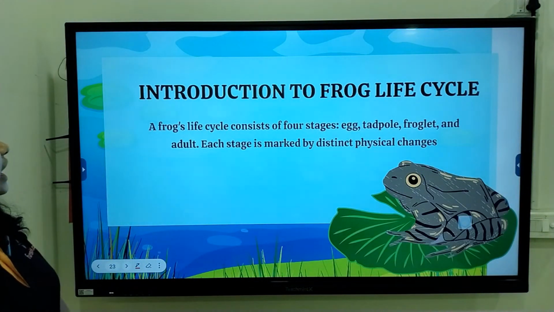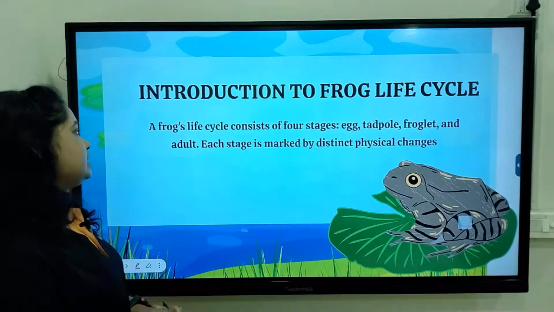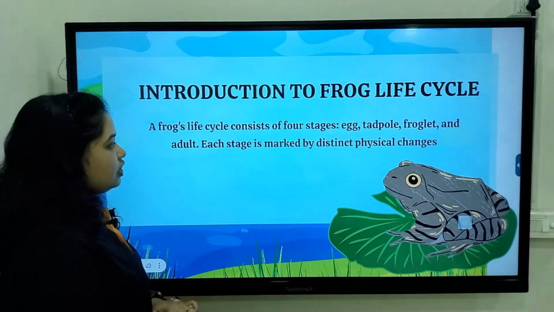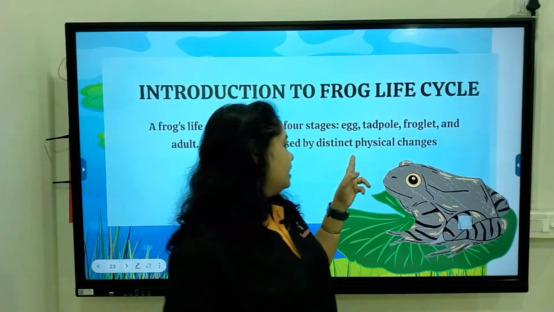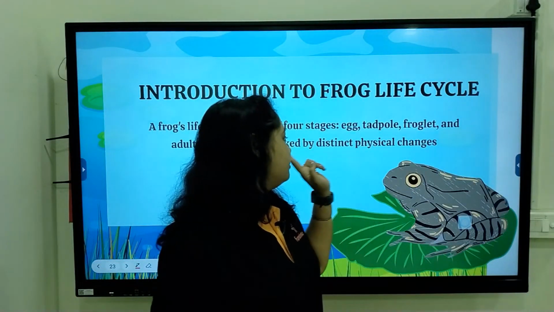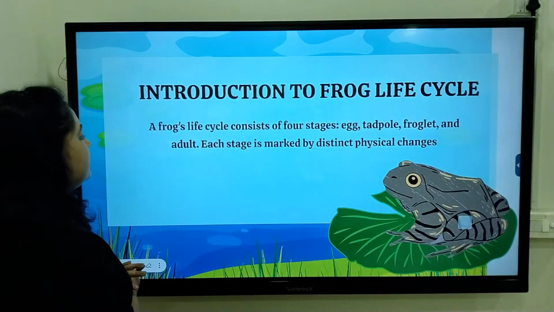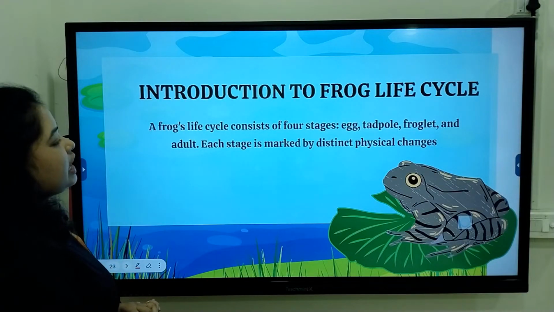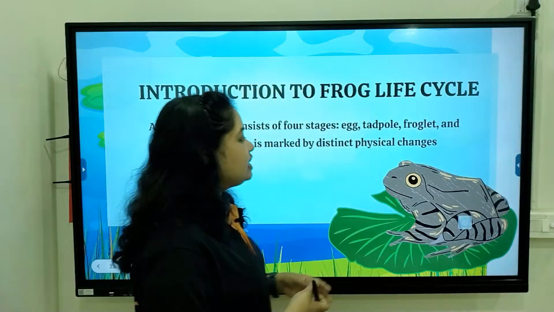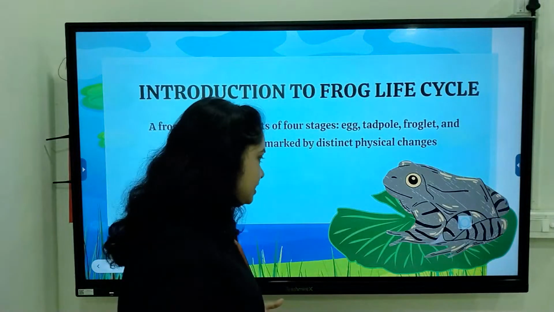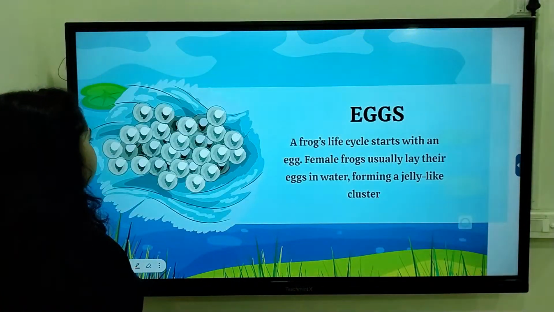Now let's start to understand the life cycle of a frog. There are mainly 4 stages in the life cycle of a frog. It starts with the egg, then the tadpole, then the froglet, and finally an adult frog. In each stage we have some distinct physical changes. So let's see what those are.